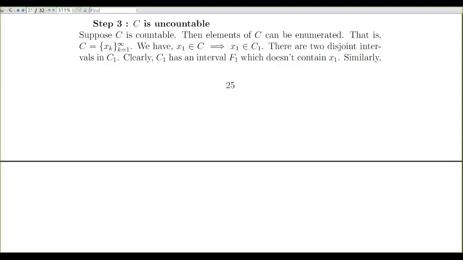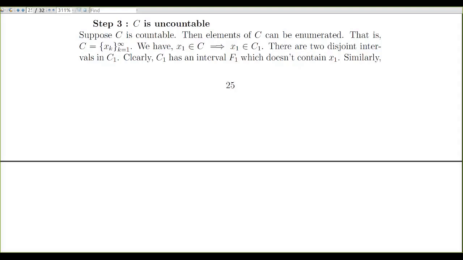And again we take another point x2. We know there is another point x2 from C, and x2 belongs to C means x2 belongs to C2. x2 belongs to C1, x2 also belongs to C2. If x2 belongs to C2, then x2 belongs to, we can take something like C1.